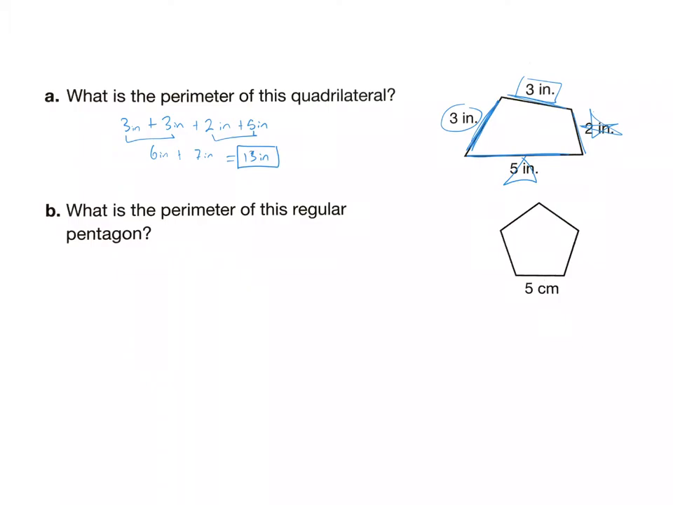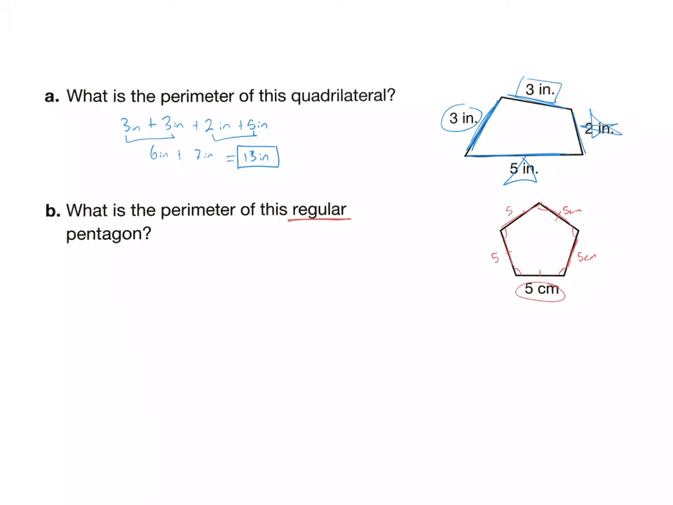The next one says, what is the perimeter of this regular polygon? Well, I'm looking over here at this pentagon, and I'm noticing that I only have this one side length right here. How am I supposed to know what these other 4 lengths are? Well, I go back into the instructions. It says, what's the perimeter of this regular polygon? Now, if you remember, a regular polygon means that all those angles are going to be the same, and also that all of the sides are the same length. So this one's 5 centimeters, this one's 5 centimeters, this one's 5 centimeters, and this one's 5 centimeters.